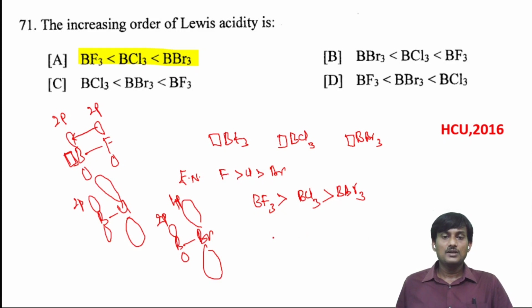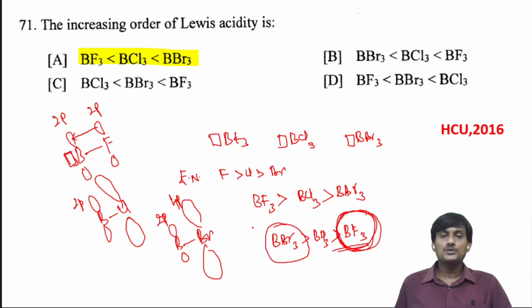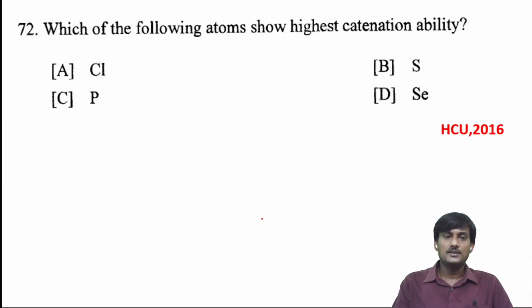So the Lewis acidity will be reversed: BBr3 is greater than BCl3 is greater than BF3. Due to strong back bonding in BF3, there is less Lewis acidity. Due to weak back bonding in BBr3, there is more Lewis acidity.